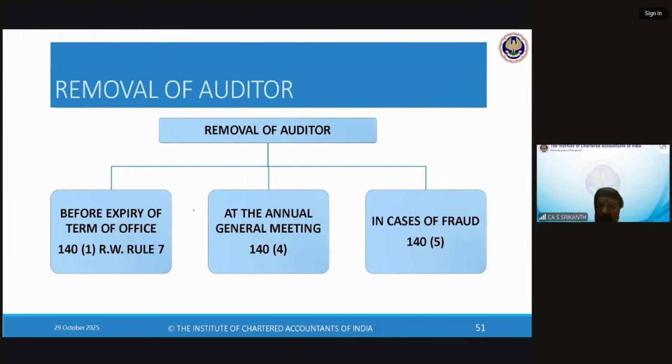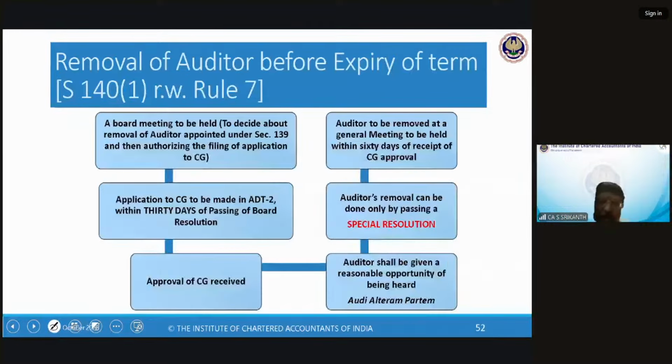Lastly, there is fraud where the auditor is also involved. That's a different case. This again, you can see, is a knee-jerk reaction to Satyam. So this is straight away. You want to remove him before expiry of term. Meaning, he has been appointed for 5 years. Now, in between, you are saying, I want to remove him. Boss, you can't do that just like that. You should show gross professional negligence or arrogant behavior or something.